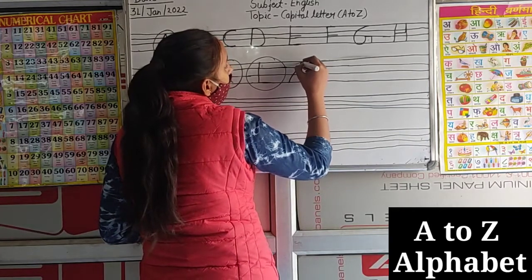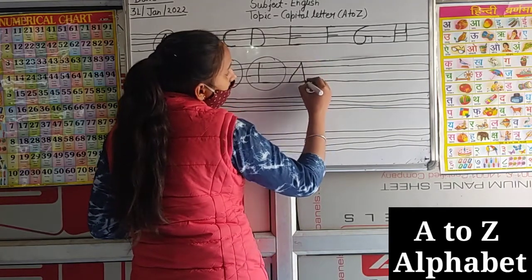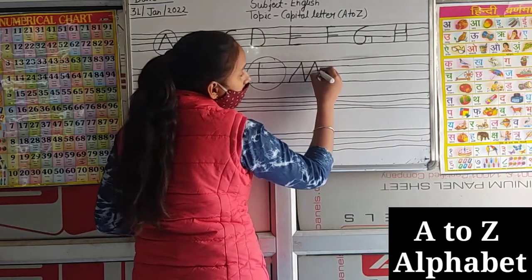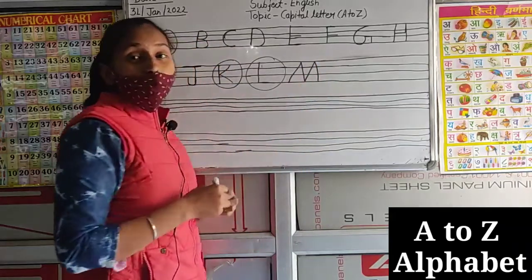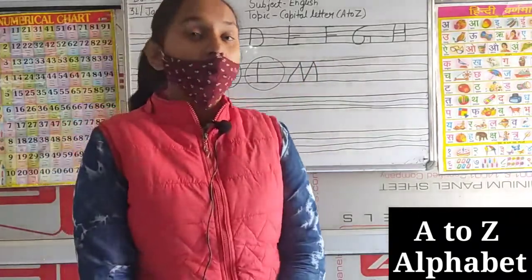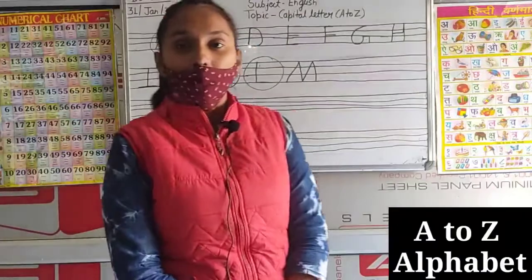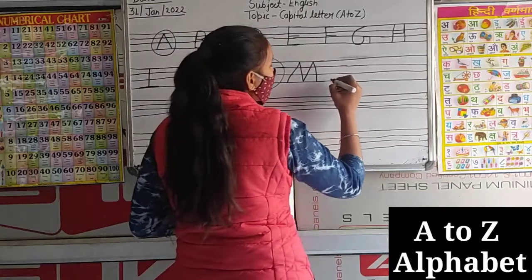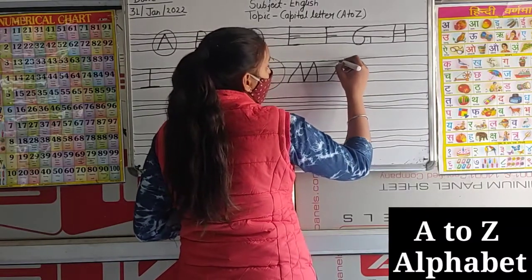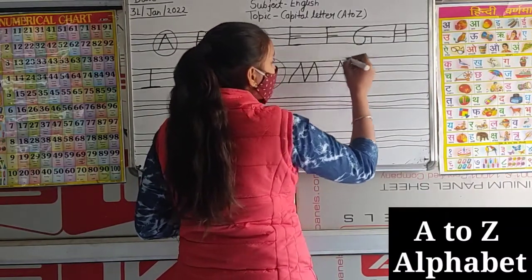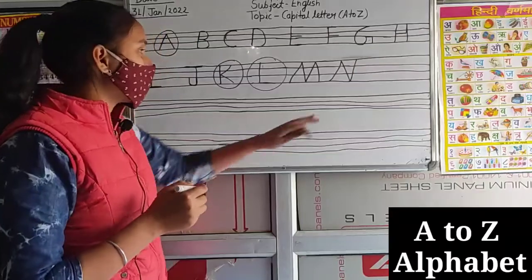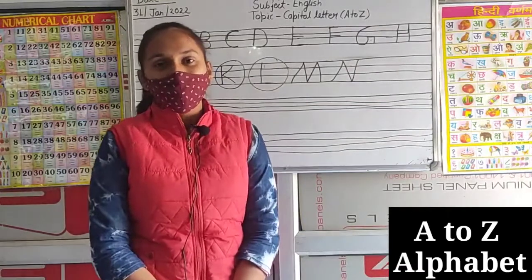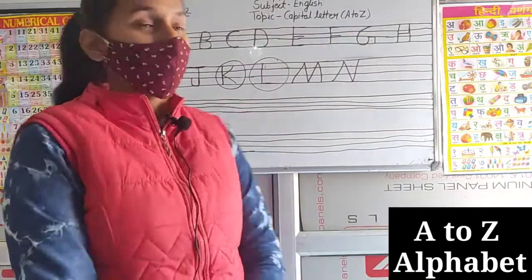And the next letter is M. One standing line and another standing line and standing line turn and one another standing line. M. M for monkey. And the next letter is N. N. N for nest.